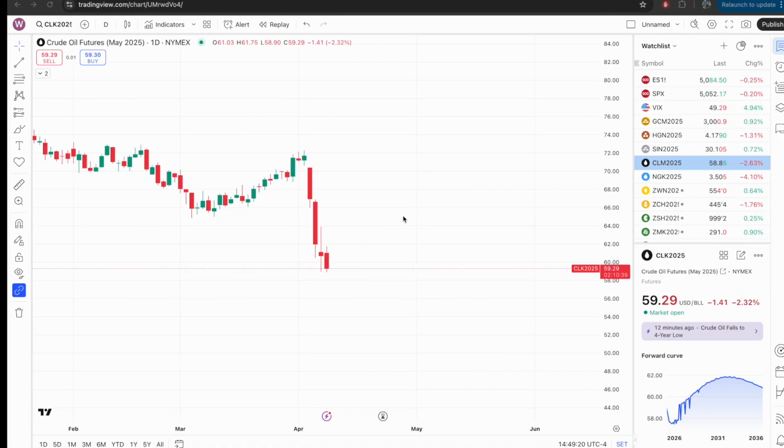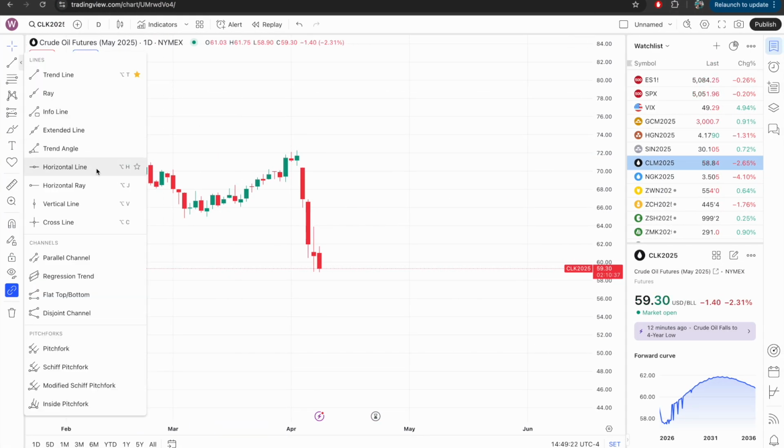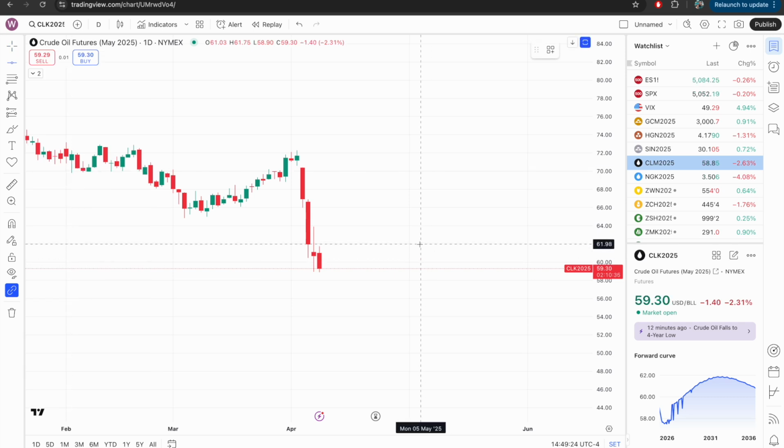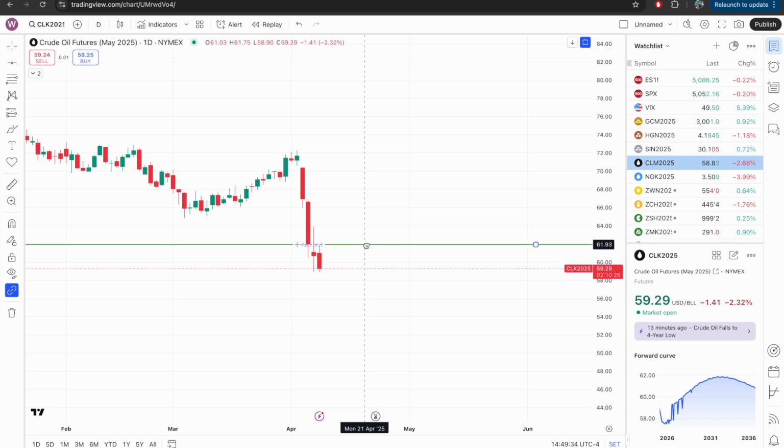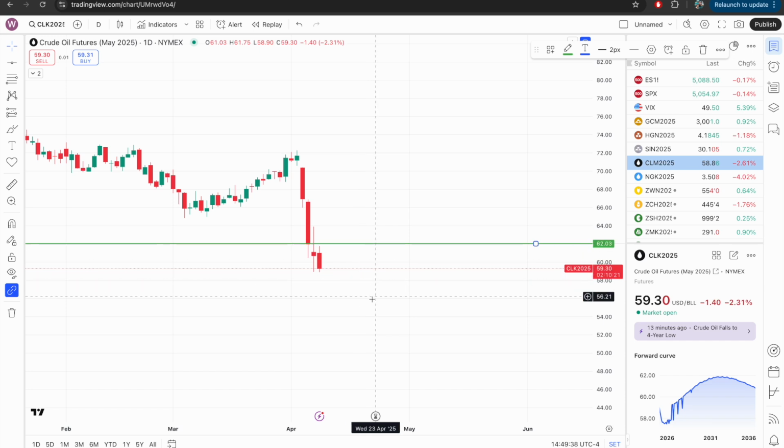So let's go over here. We'll plot it on the graph. So 62 is our strike. So basically, as long as the price stays underneath 62.84, or let's simplify it, let's put it 62. As long as the price stays under 62, we will get to keep the $840.